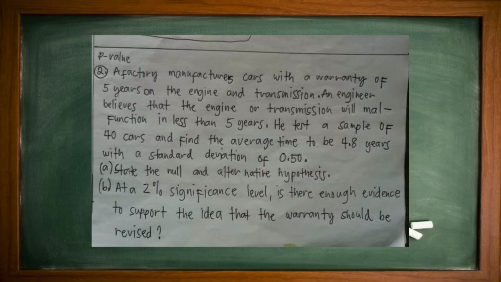Okay, next, example number 2. A factory manufactures cars with a warranty of 5 years on the engine and transmission. An engineer believed that the engine or transmission will malfunction in less than 5 years. So he tests a sample of 40 cars and finds the average time to be 4.8 years with a standard deviation of 0.50. Letter A, state the null and alternative hypothesis.